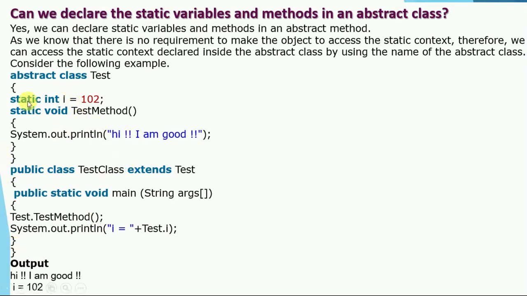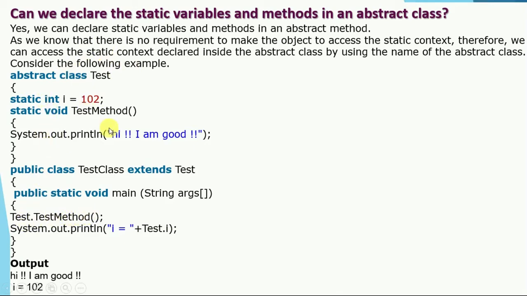So in this example, we have an abstract class named Test. We have a static variable, and we also have a static method named test method. And there is a public class which extends this abstract Test class, and inside its main method, by using the abstract class Test, we call this test method.